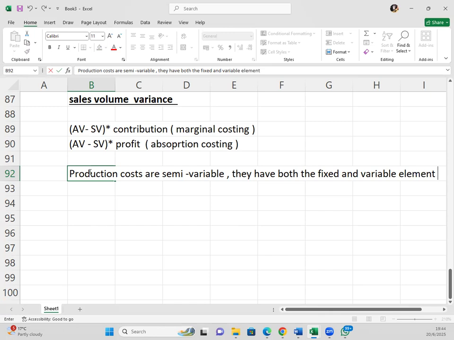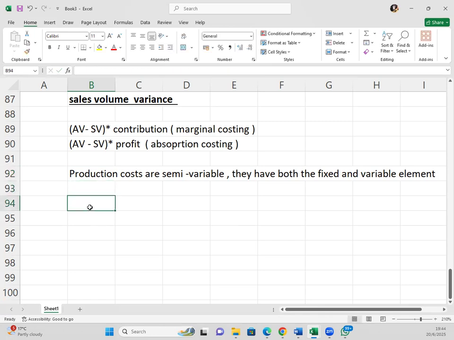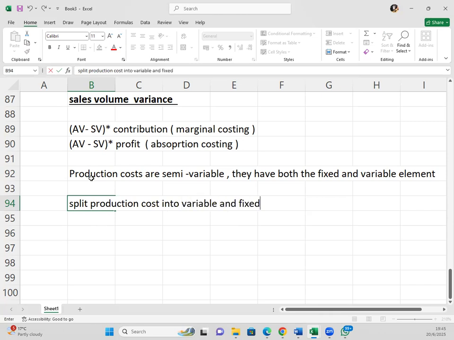Production costs are semi-variable. They have both fixed and variable elements. So if you're given production cost and you are flexing the budget, split the production costs into variable and fixed, using the high-low method. The high-low method helps us to work out the variable cost per unit.